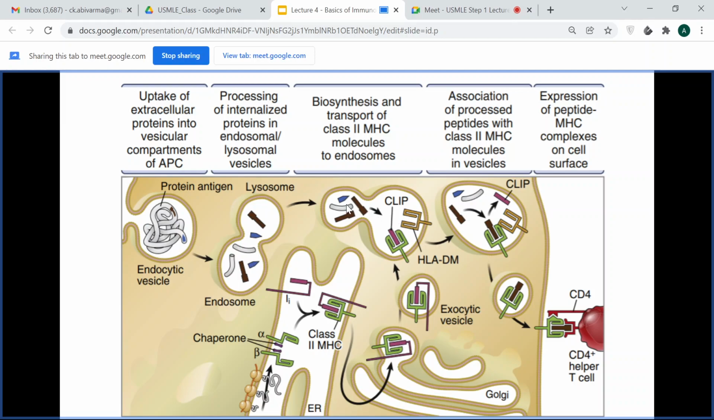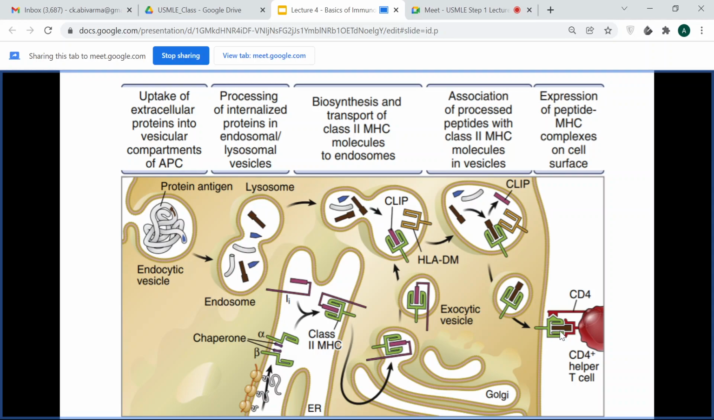bind to any peptides. So in this phagolysosome, there are digested microbial peptides floating around. One of them, if it fits, will bind to it, and the one that is actually bound to the peptide will be moved on to the cell surface. The one that is not bound will be degraded, and then eventually this whole cycle will repeat again and again. So this is how class 2 MHC molecules are expressed.